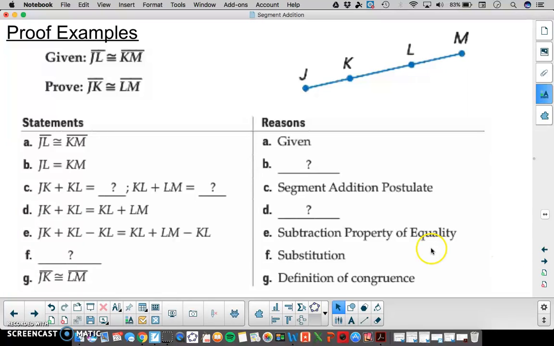In this next proof, I want you to analyze the proof information that you're given and fill in the missing question marks. Some of them are reasons and some of them are the statements. You're given that JL is congruent to KM. So this segment is congruent to this segment. You're going to prove that JK, this piece, is congruent to LM, this piece. So follow that proof and fill in those missing pieces.